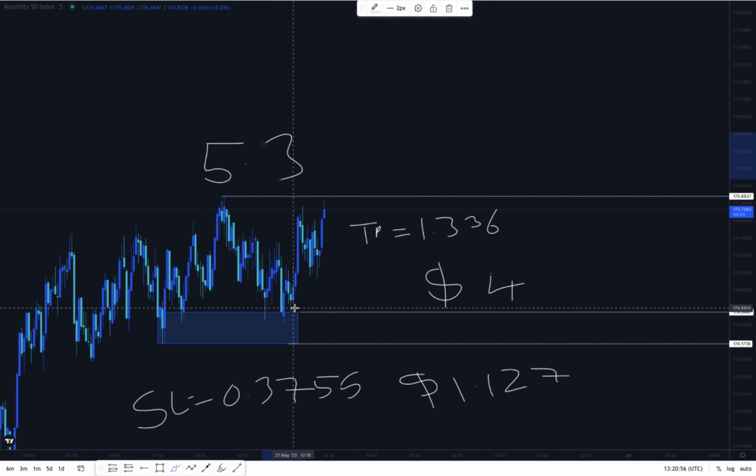All right. So this is how you get to calculate your risk. You get to calculate your take profit, you know it in dollars. You get to calculate your lot size if you already have a predefined risk.